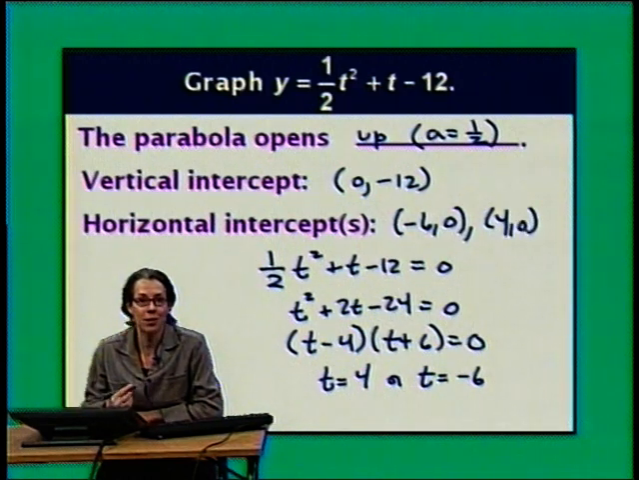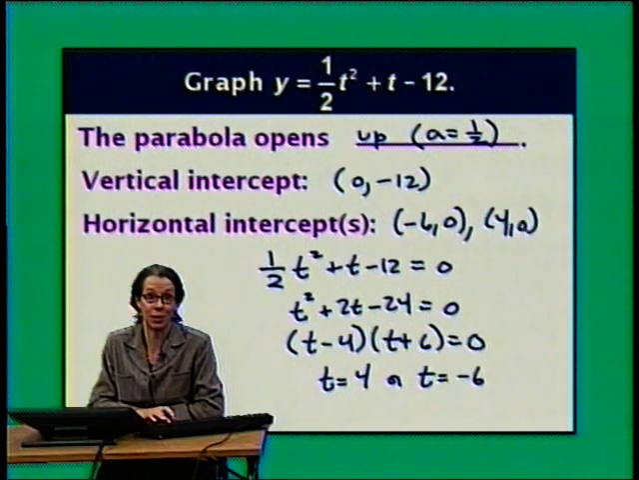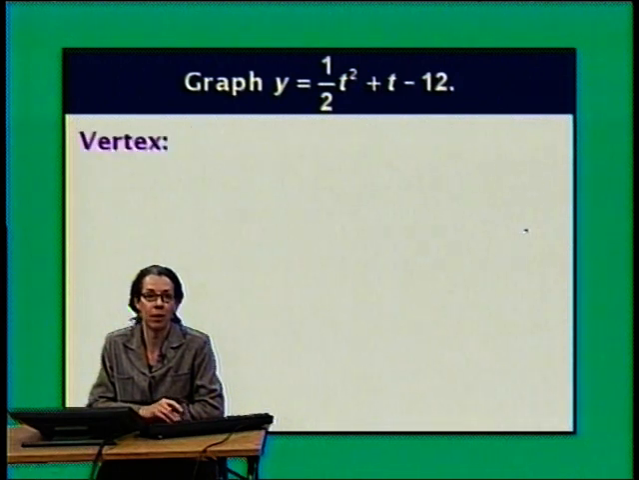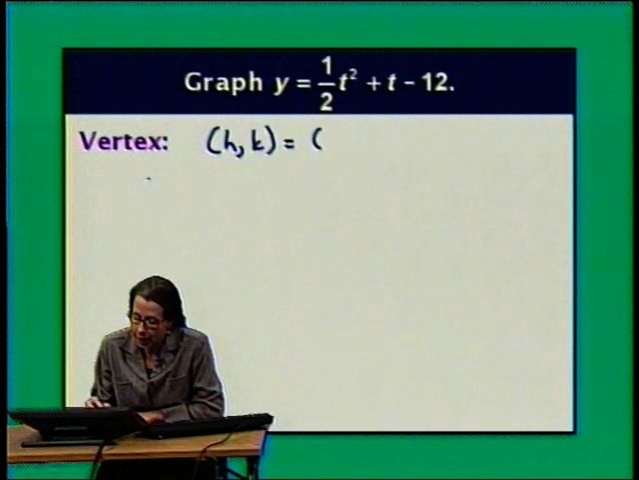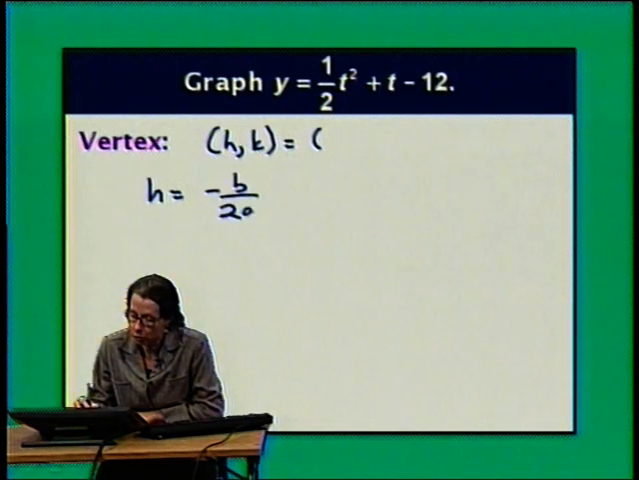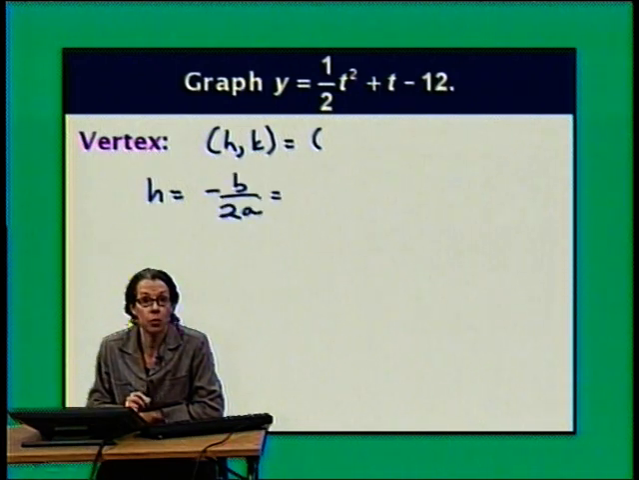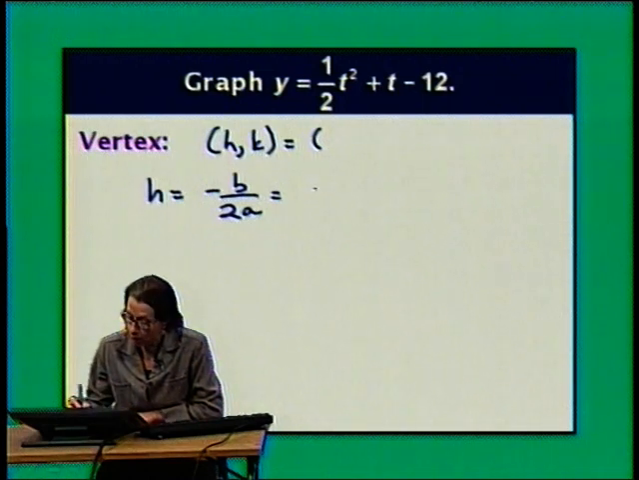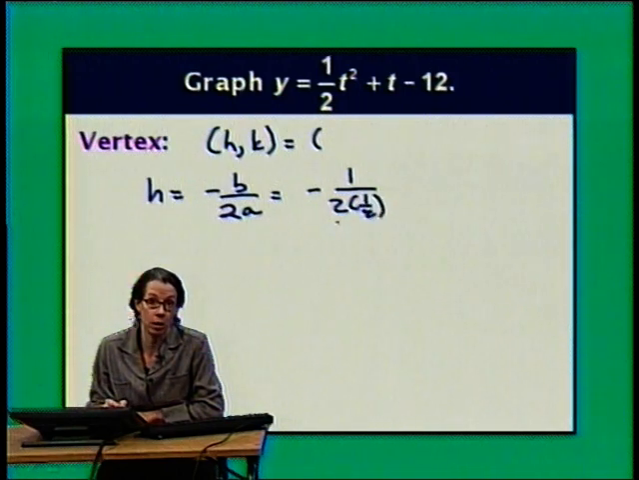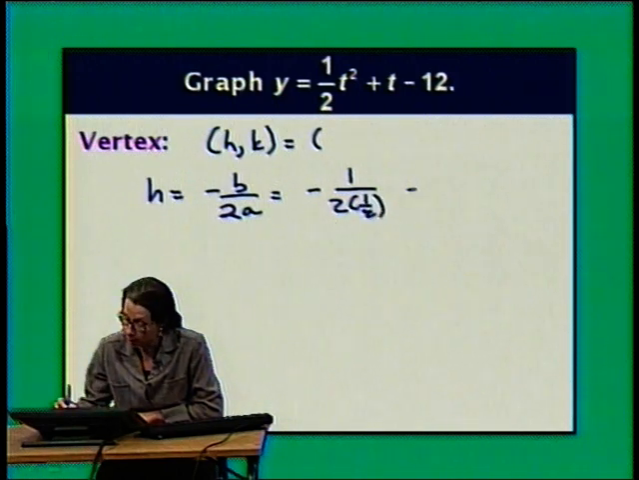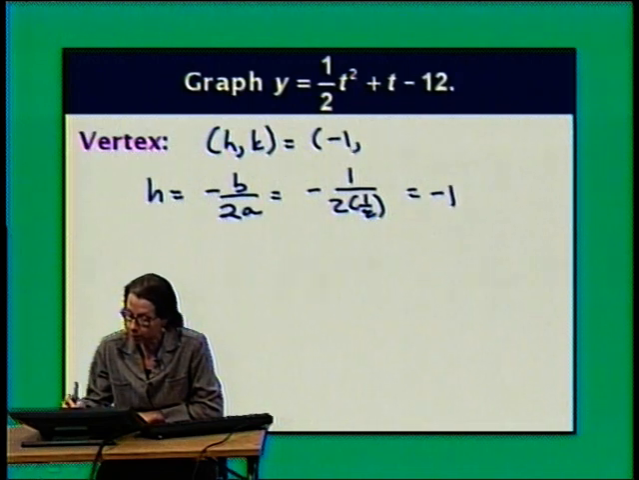So I'm doing lots of scratch work before I start graphing this parabola. How about the vertex? Well, I'm going to call the vertex (h, k) again. And to find h, that's going to be the opposite of b over 2a. So in this case, b is 1, a is 1/2. So this is the opposite of 1 over 2 times 1/2. Well, 2 times 1/2 is 1. The opposite of 1 over 1, that's just -1.